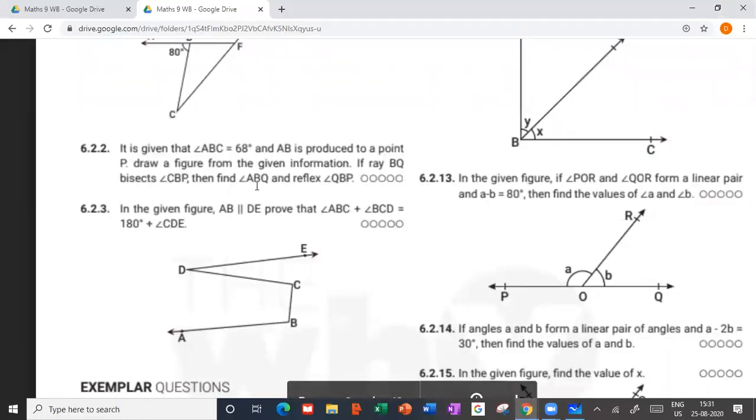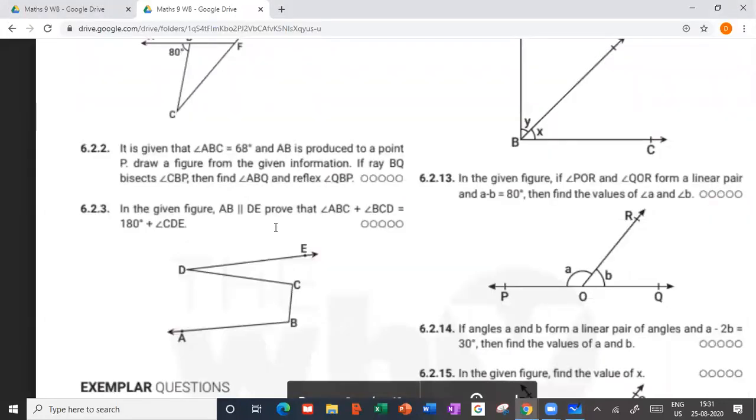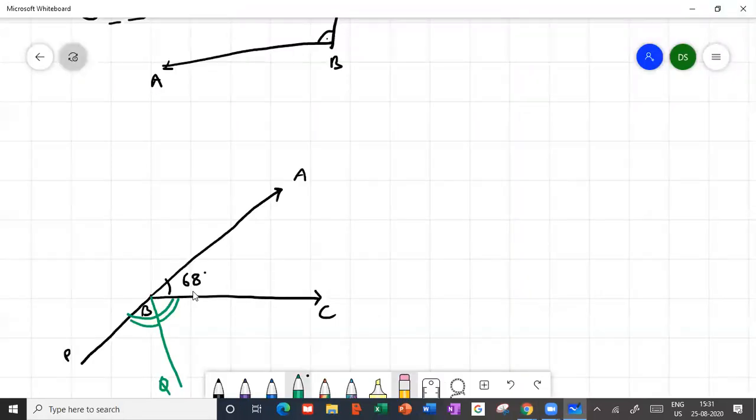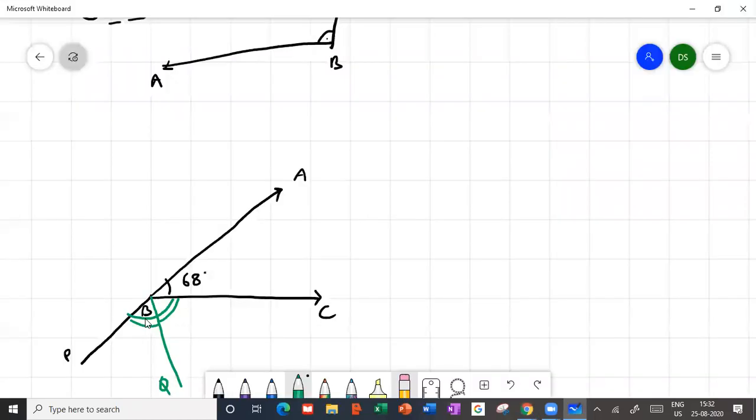Then find angle ABQ and reflex QBP. Okay, so which property will you use here? Shivesh, tell me. Just to find the first part. For the first part, what property will you use?